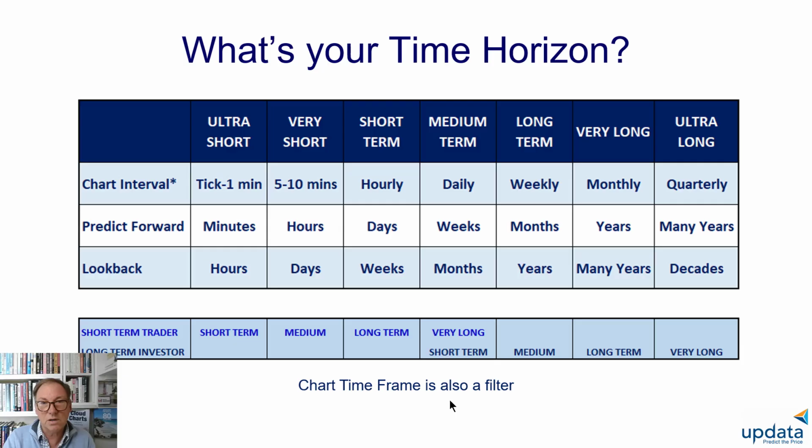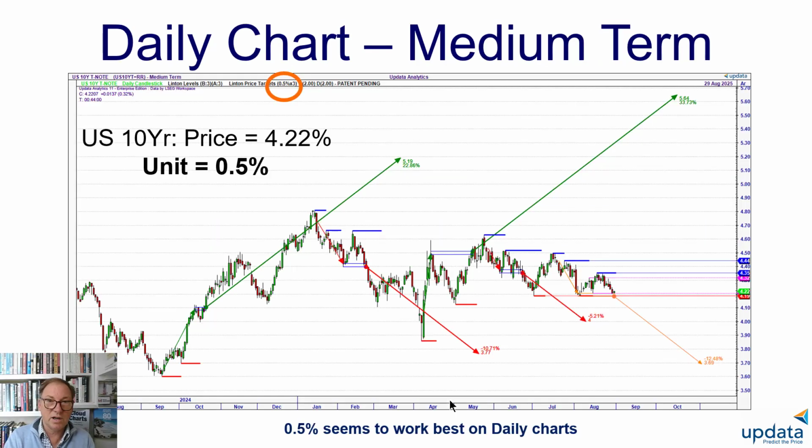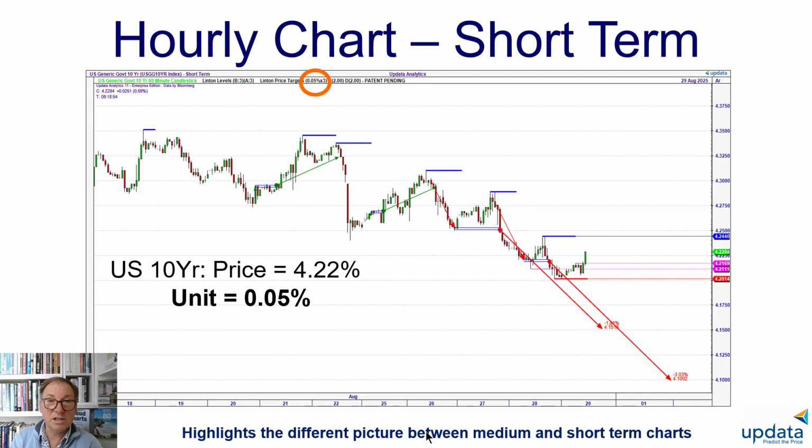Now, with point and figure, it was the box size, but for time-based charts, it's the chart frame. On a medium-term chart, we use a unit of 0.5%. I use log scale charts mostly, and I'll talk about that in these lessons. If I change this unit size, it will change the targets, because the formula is such that for each buying thrust, these are the units that have been passed through on the point and figure chart that generate the targets. The key thing here is 0.5% seems to work best on daily charts, so that's what I use, a 0.5% log scale, which we will explore in the lessons.